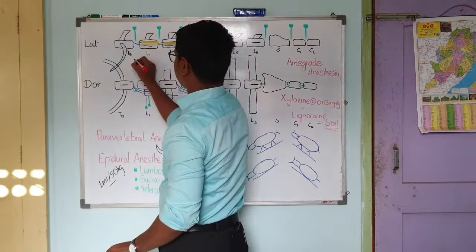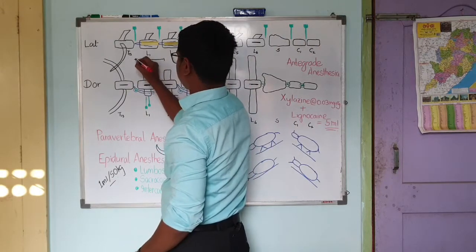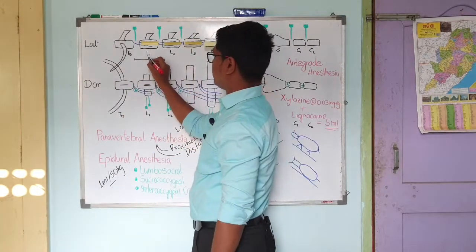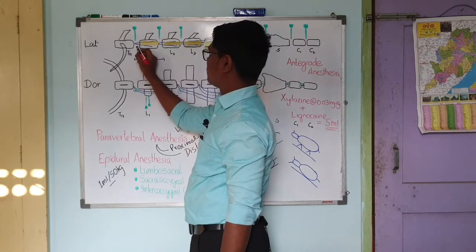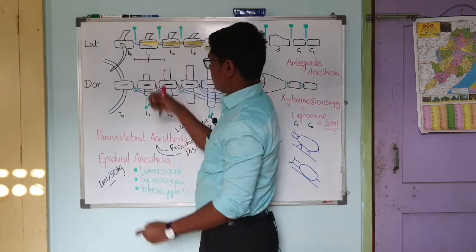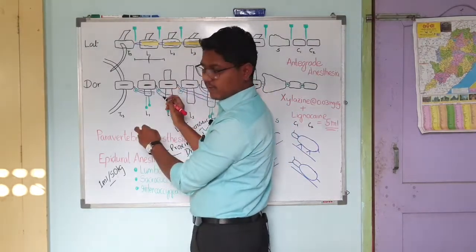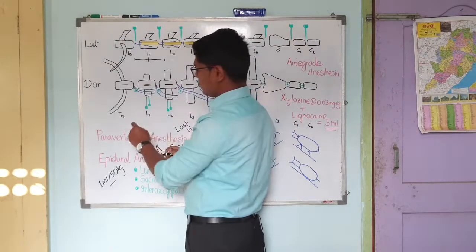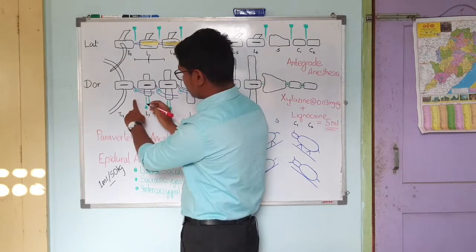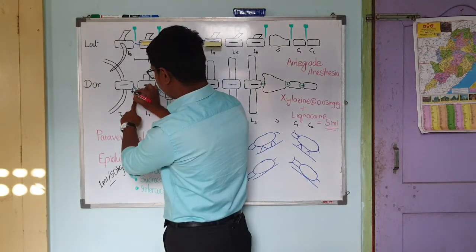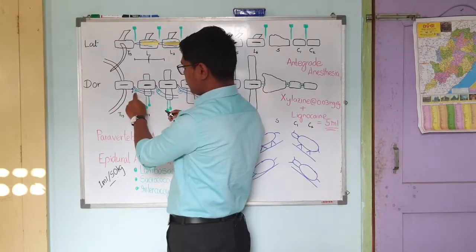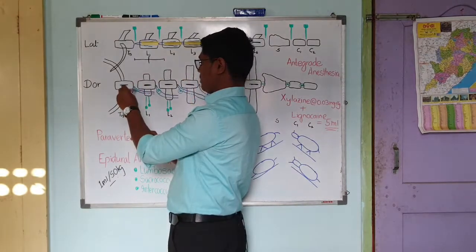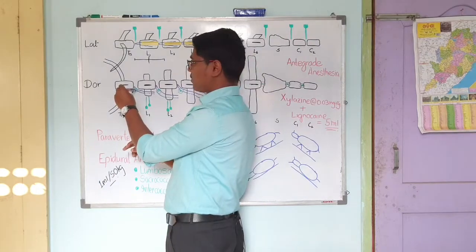In between these two, you deposit here, 2 to 5 centimeter from the spine. This is the dorsal view, you can understand here. 2 to 5 centimeter from the spine, you have to deposit 5 to 10 ml of lignocaine hydrochloride.